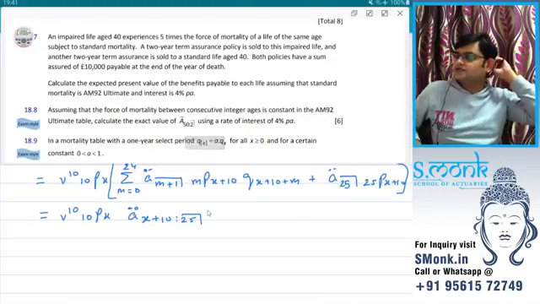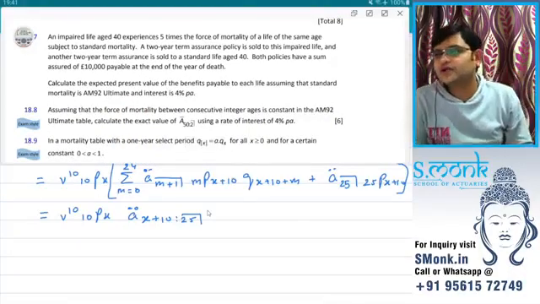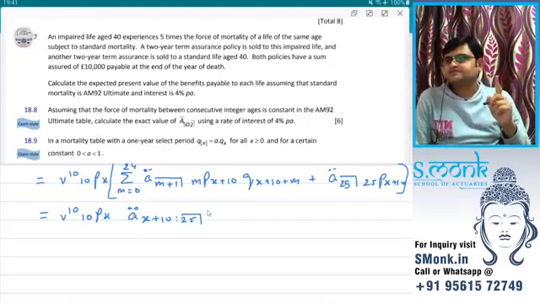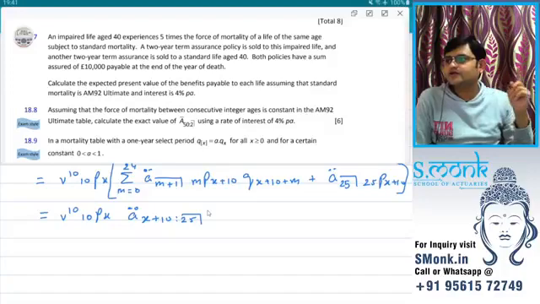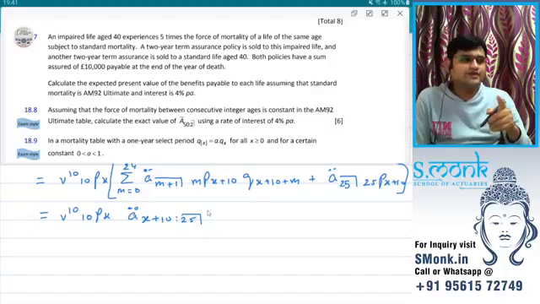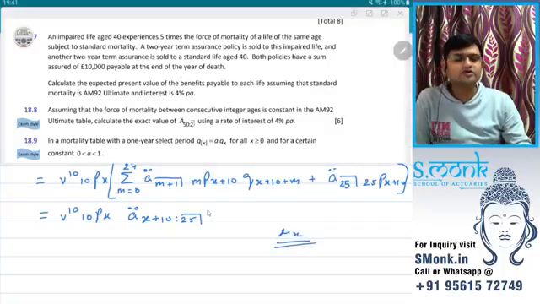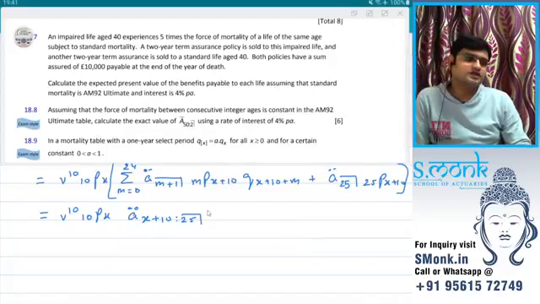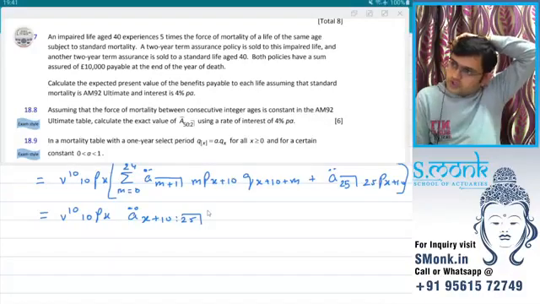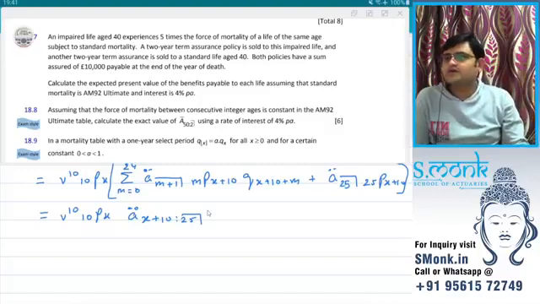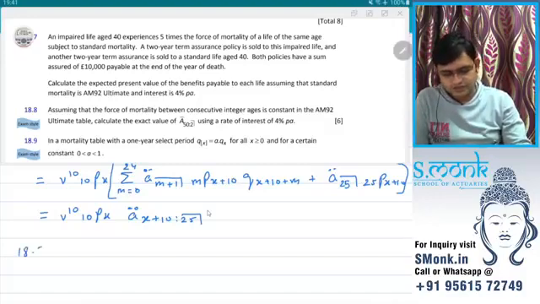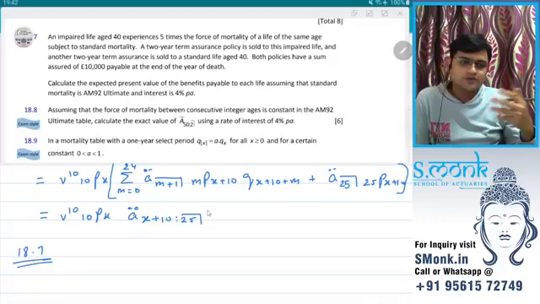An impaired life age 40 experiences 5 times the force of mortality. Now see, first thing, whenever they are using the term force of mortality, you will never be using force of mortality from the table book. Every time mu x is given in our table book, but unfortunately the way we calculate force of mortality here is not the same as how they have calculated it in the table book. So even though we have a force of mortality in the table book, we will not be using that. Okay, so 18.7. We'll just talk about that.